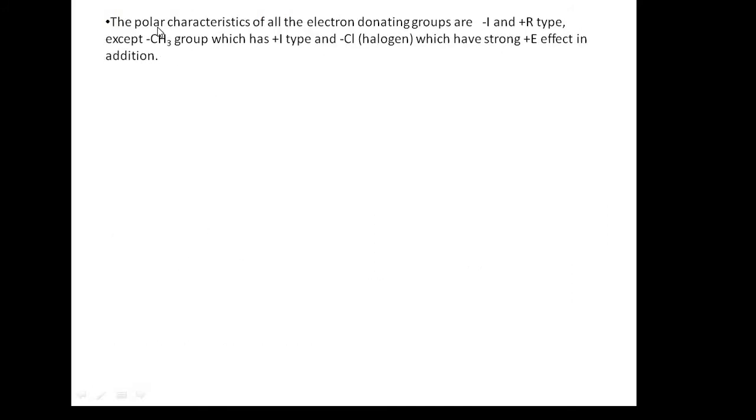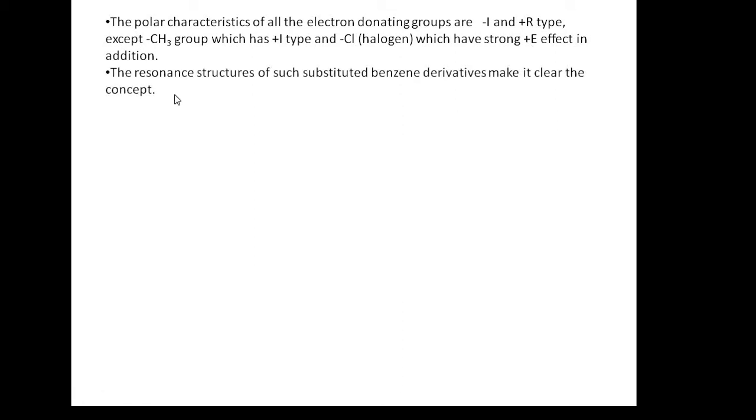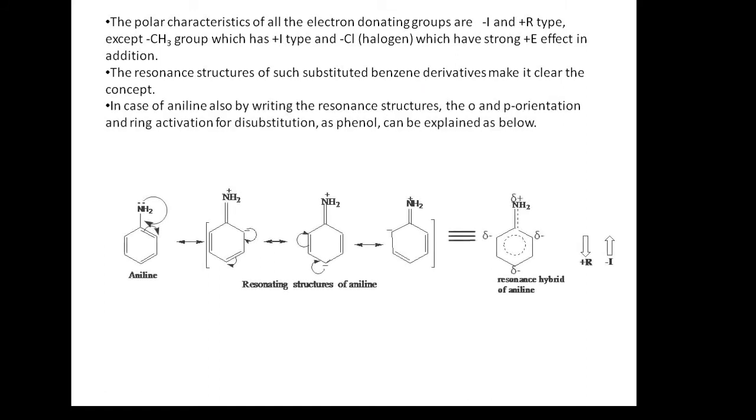Now we can say that the polar characteristics of all the electron donating groups are minus I and plus R type, which we had seen in the case of the hydroxy group. But it is not the same in the case of the methyl group, which has a plus I instead of a minus I effect. And one more thing, the chloro group has a strong plus E effect, that is electromeric effect, in addition to these two effects. Now these can be made clear if we write the resonance structures of substituted benzene derivatives. So for this we take up the example of aniline first.